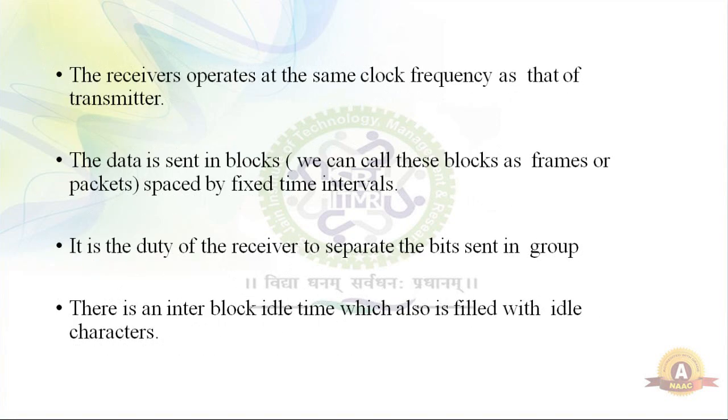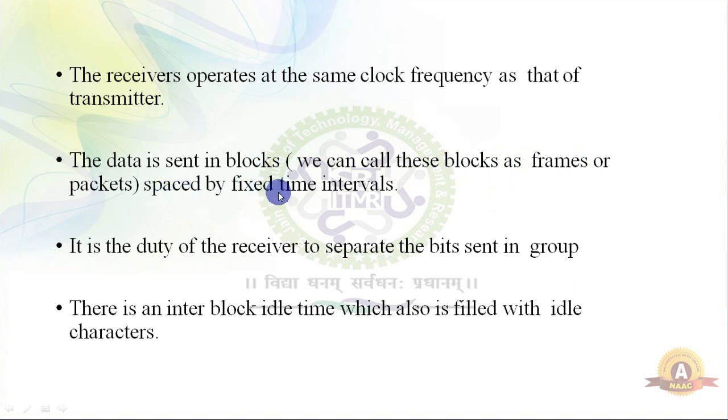Next one is the receiver operates at the same clock frequency as that of the transmitter. जो ट्रांसमीटर की फ्रीक्वेंसी होगी सेम वो रिसीवर की भी फ्रीक्वेंसी होगी, सेम क्लॉक पल्स पे वो उसको ऑपरेट करता है. The data is sent in blocks. We already know in the serial communication the data is sent one by one, and in this the data is sent in blocks. जो है वो ब्लॉक के फॉर्मेट में सेंड होता है. We can call these blocks a frame or packets. ये फ्रेम और पैकेट्स हम इसको कहते हैं.